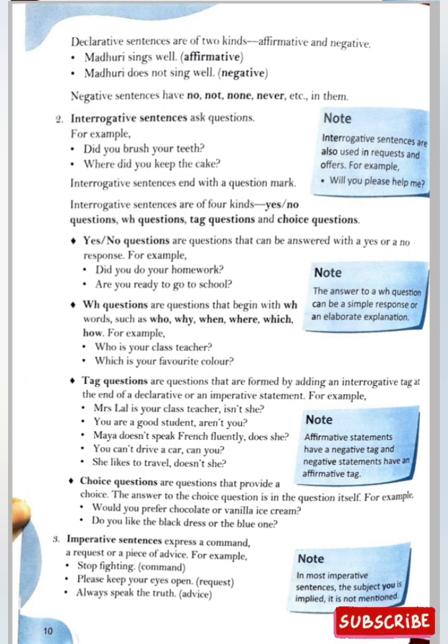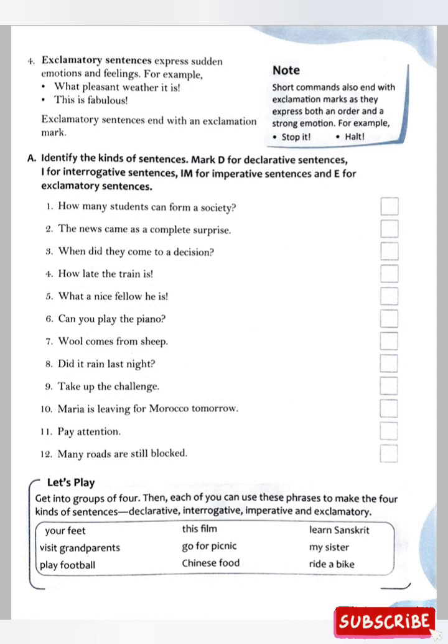In most imperative sentences, the subject you is implied, it's not mentioned. This is a very important thing which I am going to tell you, that in imperative sentences the subject is always hidden. They usually start with the verb. Like the first sentence is written, stop fighting. Stop is a verb. So to whom am I saying? To you I am saying, you stop fighting. The you is the subject which is always hidden in imperative sentences.